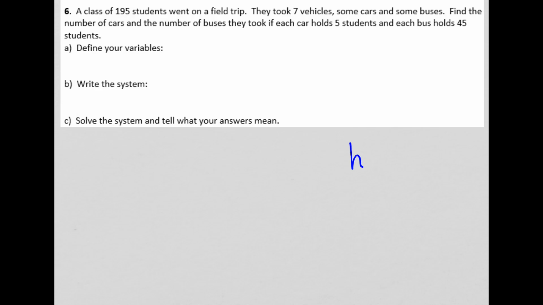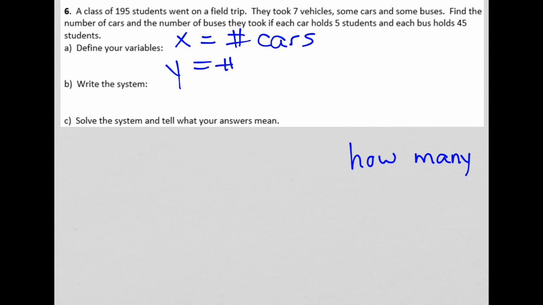So again, I have this how many. And they add up to 7. So maybe it says find the number of cars and the number of buses. So I'm going to say that X is my number of cars and Y is my number of buses. Because when I went back and read the problem, that's what it's asking me to find. So it's a pretty good guess that those are my variables.